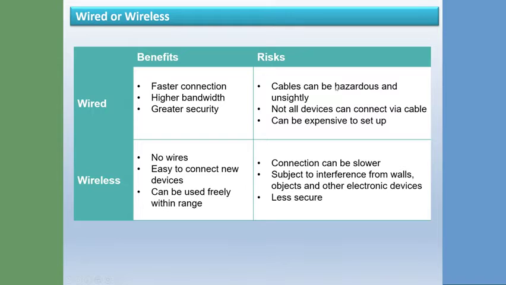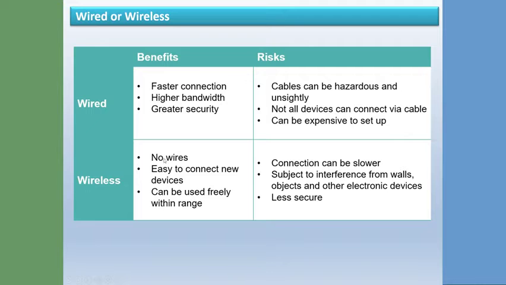Cables can be hazardous, so easily tripped over, but they can also be unsightly. They can sit under your desk and look particularly unsightly. They can be trailing across the floor. This is a more common one: not all devices can connect via a cable. If you have a new Ultrabook laptop, for example, that may not have an Ethernet port, you cannot physically connect a cable into it. And they can be expensive. As I said, the cost of switches and hubs and things like that, they're very, very expensive.